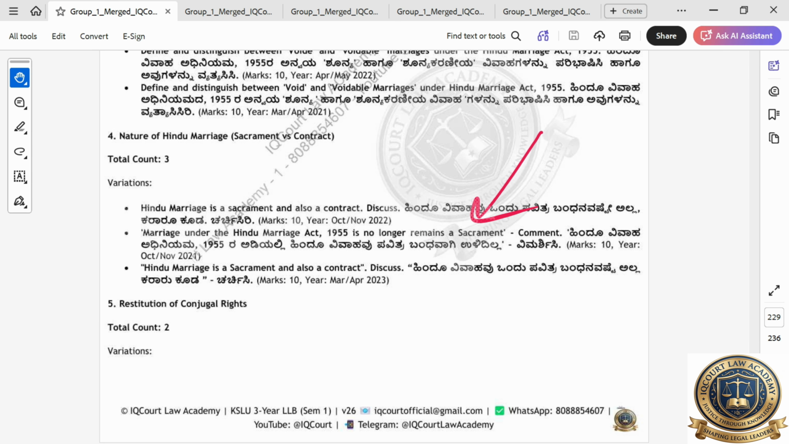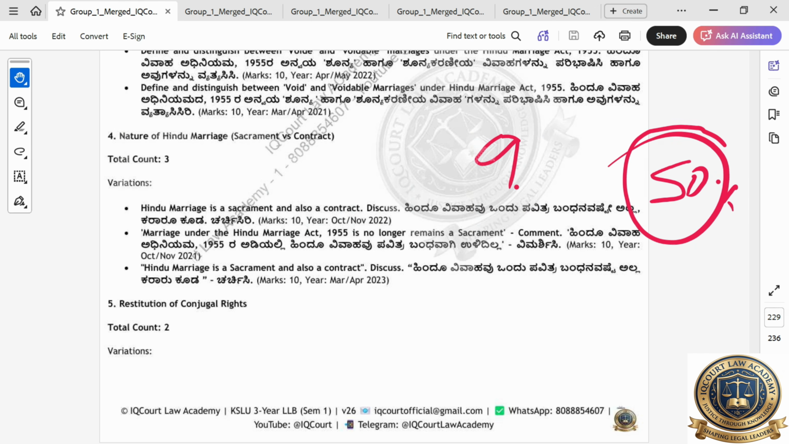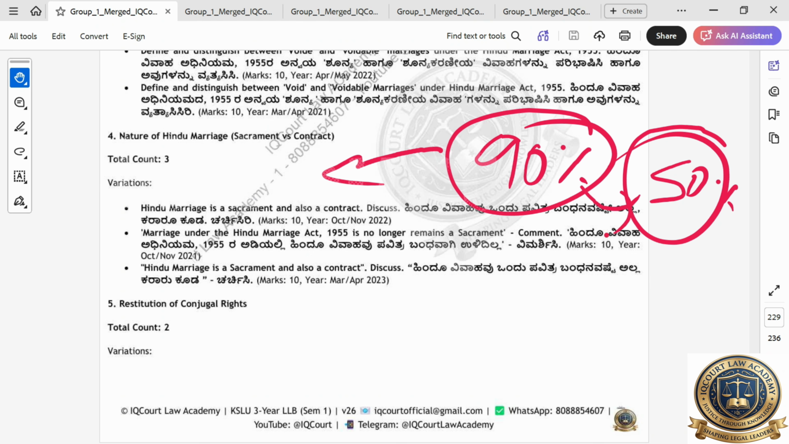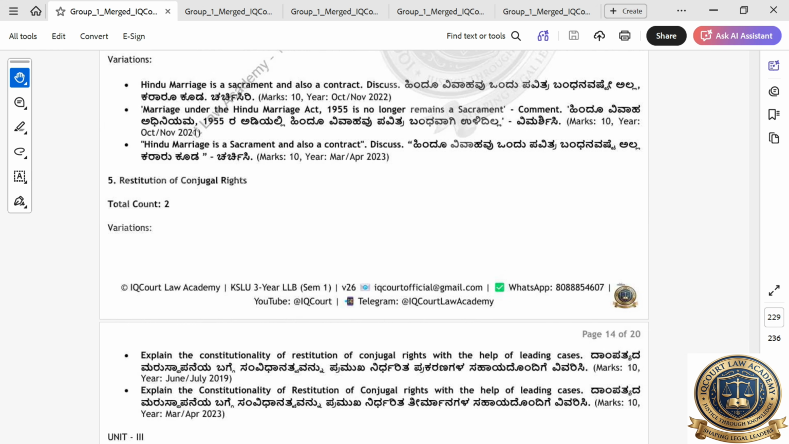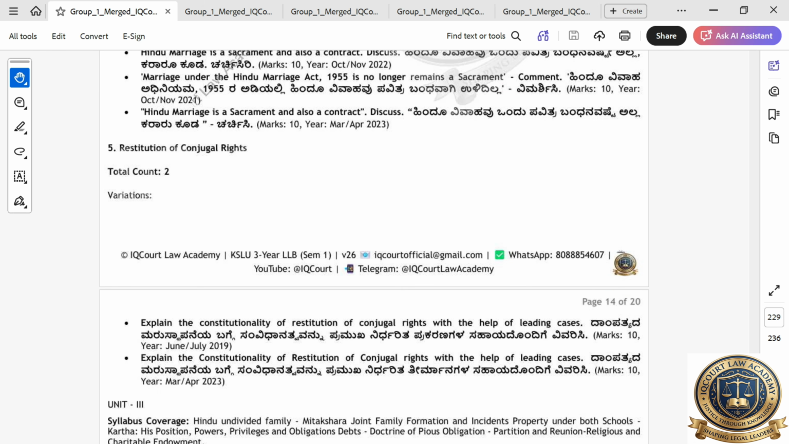If the examiner wants to make the exam really tough, then only will they give this question. So there is a 50% probability they will ask. You can take this. This is very important actually. 90% you can take it because chances are very high. This time they want to make the question paper tough, so they will ask this question. This time they may ask the question a little bit tough for sure.